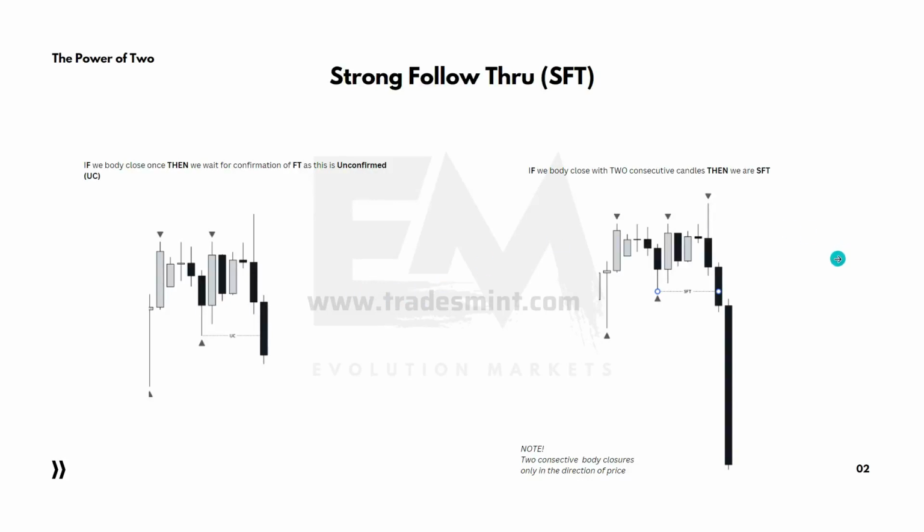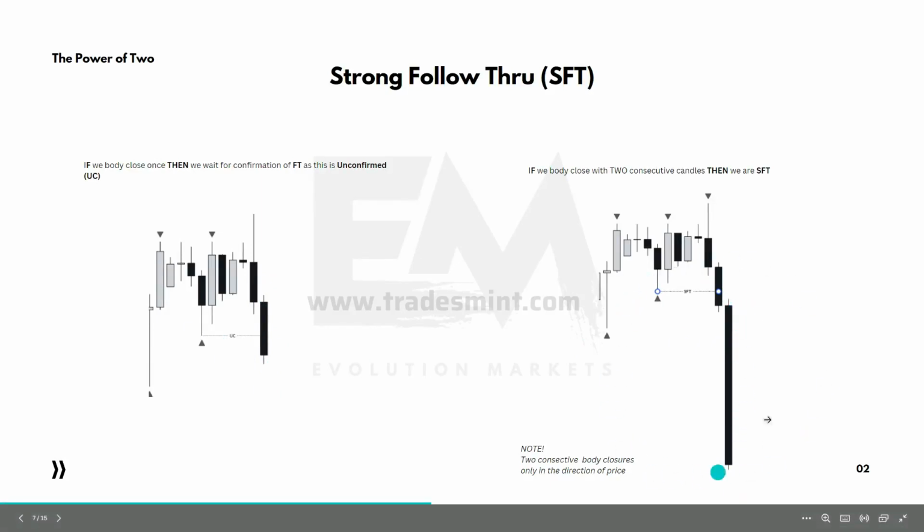So an SFT is merely if we body close with 2 consecutive candles, then we are SFT. Like in this sense here, we had that single bearish body candle closure, therefore we are unconfirmed, then we get another one, signaling that we are in an SFT environment.